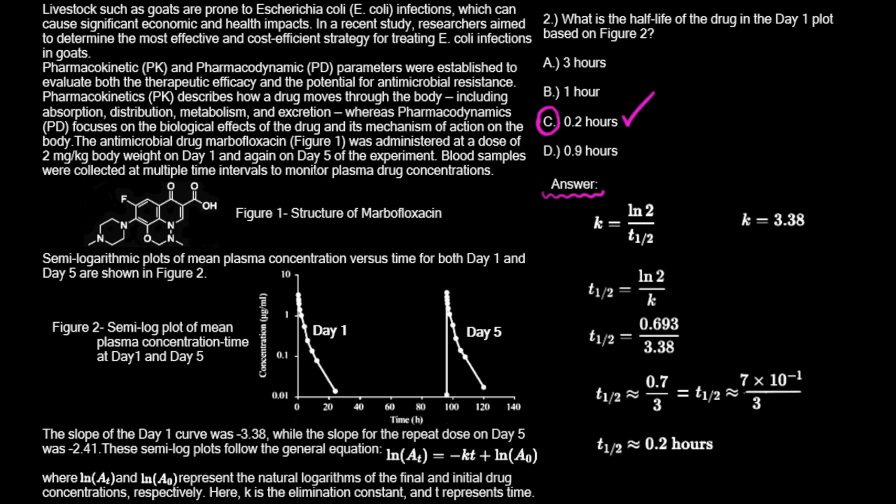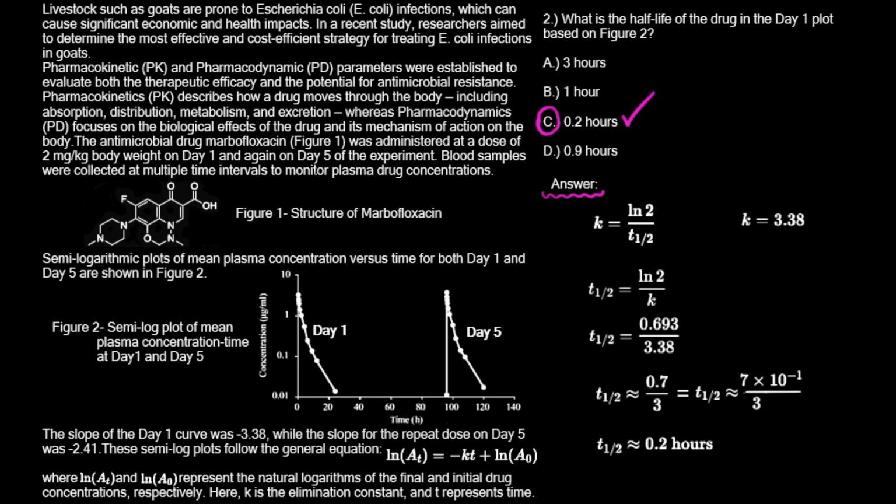Since we don't use calculators on the MCAT, we will need to round the numbers to make things so much easier for ourselves. So we can round 3.38 to 3 and 0.693 to about 0.7. So t1/2 is equal to 0.7 divided by 3, or it's equal to 7 times 10 to the minus 1 divided by 3. That's roughly about 0.2 hours.